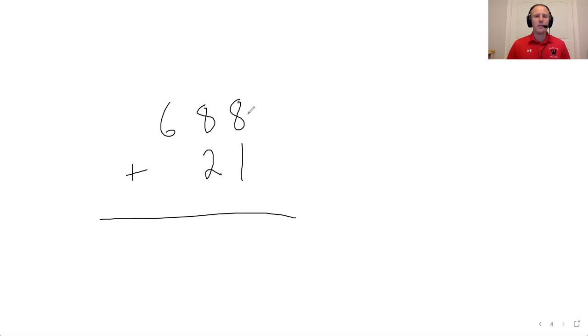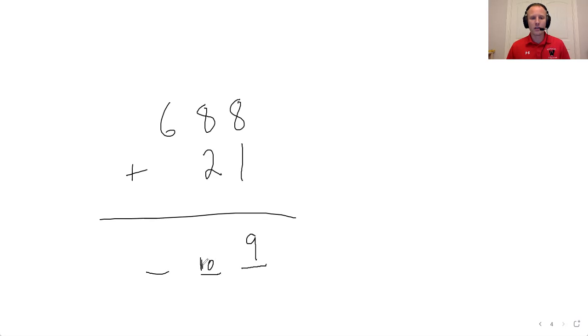Okay. So 8 plus 1, again, I only have 3 spots down here, right? And this time I'm not going to draw the guides in for you. We know that the right is ones, middle is tens, and left is hundreds. So 8 plus 1 is 9. We're good there. It's only a 1-digit number. 8 plus 2, however, is 10. So what do you do when you get a 10? I can't write 10 in here.